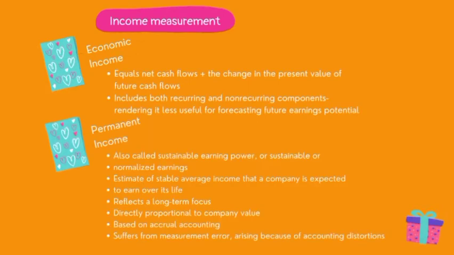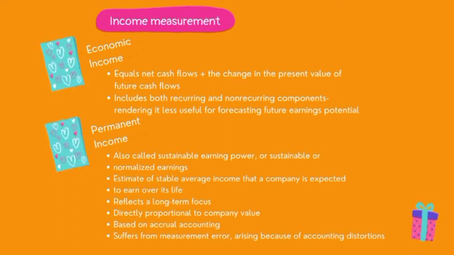The first topic is about income measurement. Income summarizes the financial effects of a business operating activities. It is arguably the most important metric of a company's financial performance. The main purpose of the income statement is to explain how income is determined, with its important components reported as separate line items. There are two alternative concepts of income: economic income and permanent income.